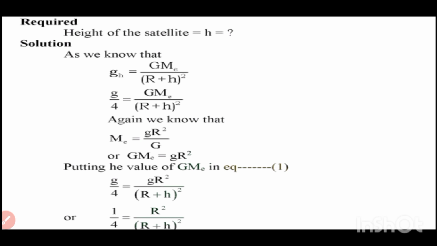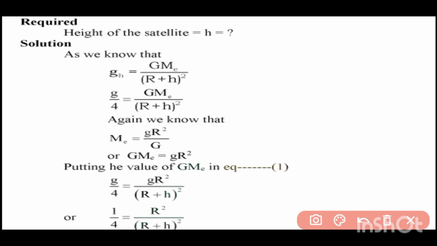So putting the value of g at h, that is g over 4, it is equal to G M_E over (R plus h) square. We know that mass of earth is equal to g R square over G. So G multiplied with the mass of earth, that is G M_E, is equal to g R square. Putting the value of G M_E in the above equation, we get g over 4 is equal to g R square divided by (R plus h) whole square.